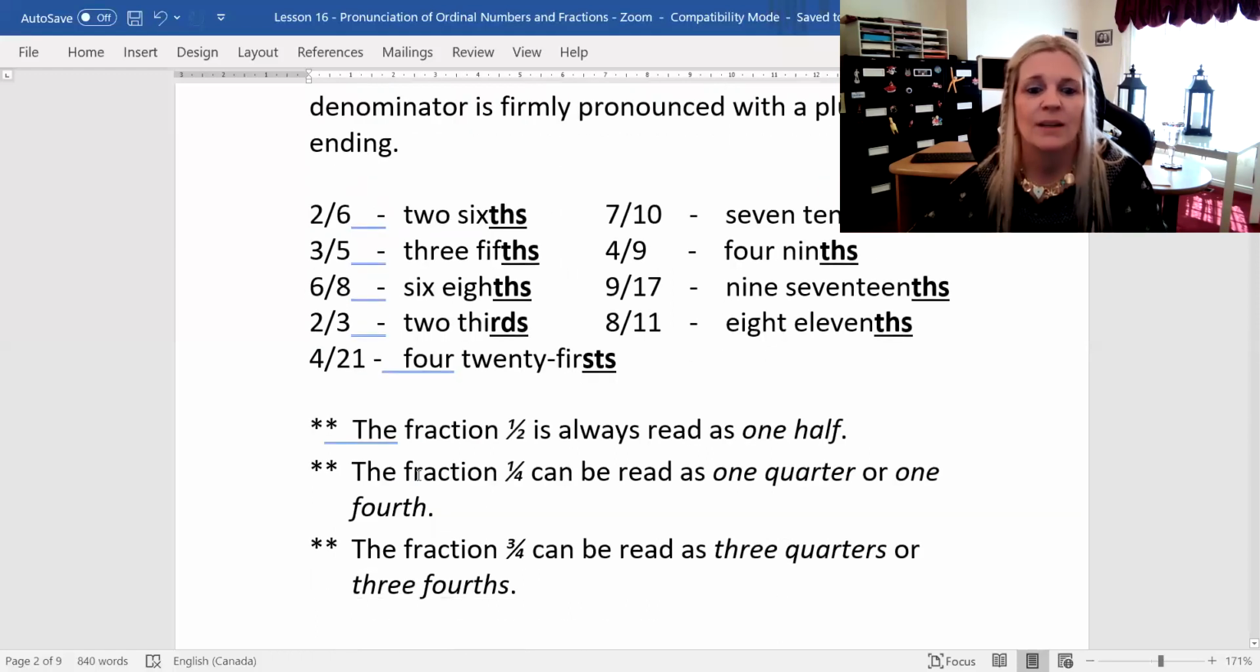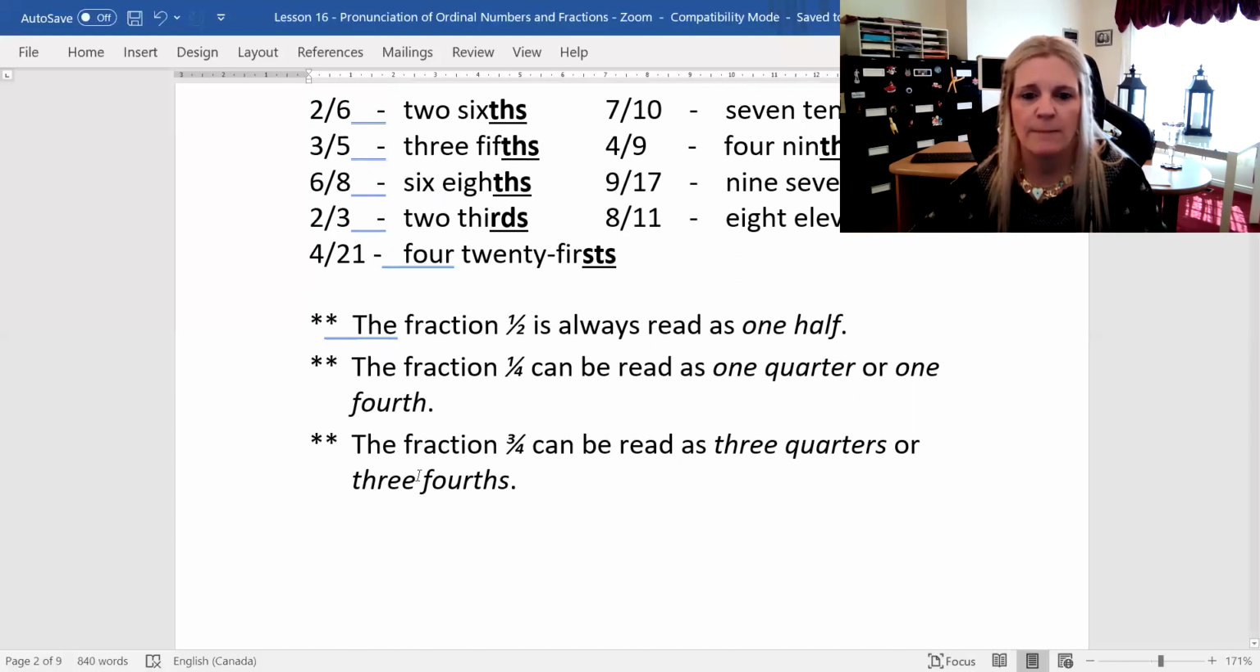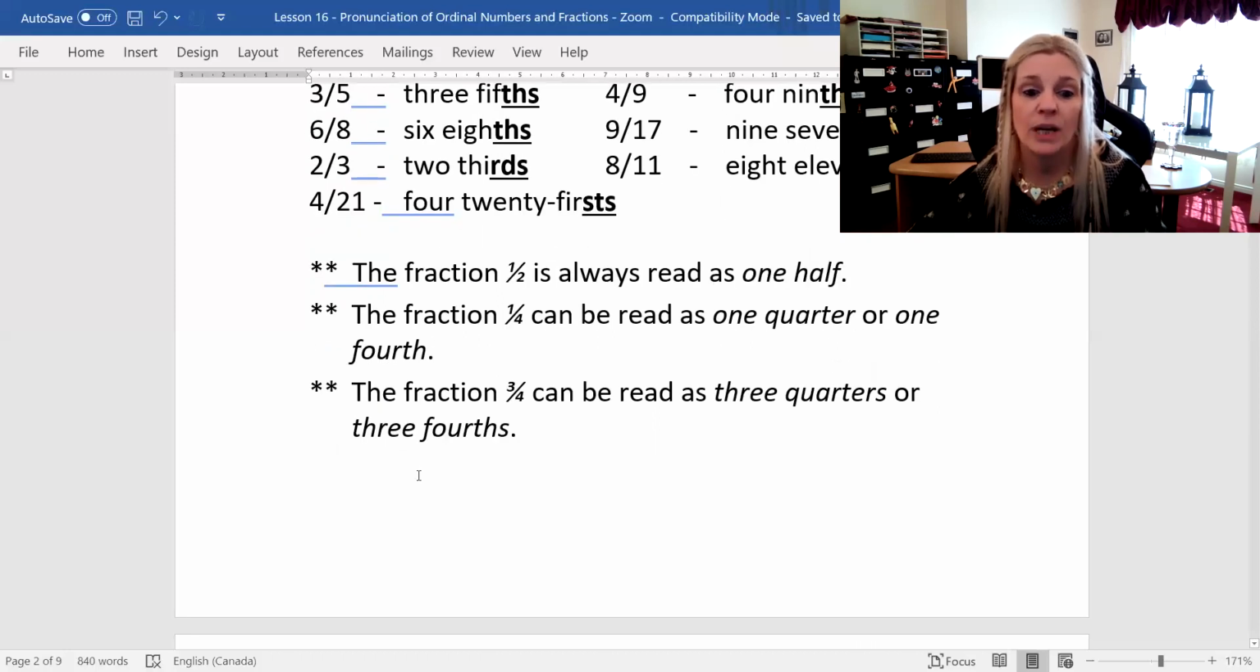I understand. The fraction 1/2 is always read as one half. The fraction 1/4 can be read as one fourth or one quarter. Same thing, you can choose which one you like better or switch it up and use both. The fraction 3/4 can be read as three fourths. We have to add that S because the numerator is 3. Or three quarters, your choice.